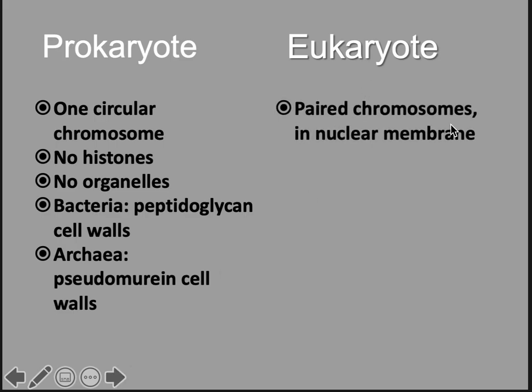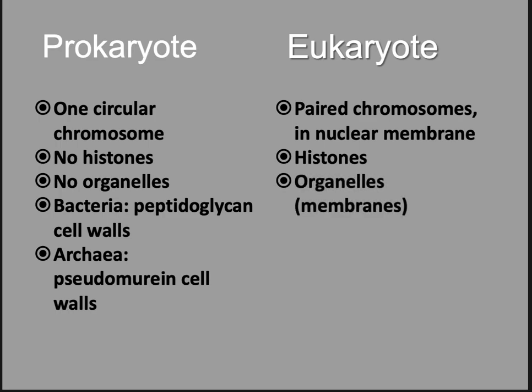Eukaryotes have paired chromosomes located inside of the nuclear membrane. That's another way of saying inside the nucleus. Okay, and of course we do have histones that condense our chromosomes. We have lots of membrane-bound organelles. Make sure you know them. And if there's a cell wall, there are different types of polysaccharides for different types of eukaryotes that we looked at, and make sure that you can name those.